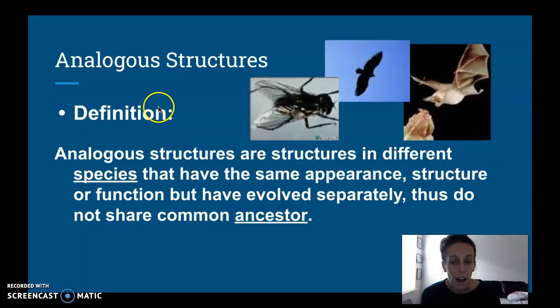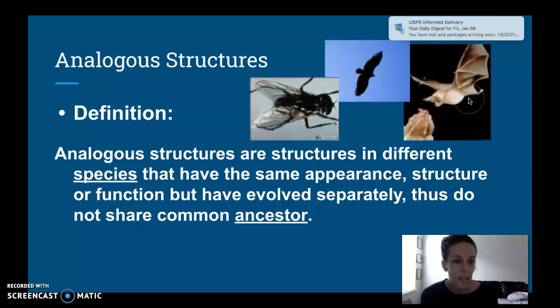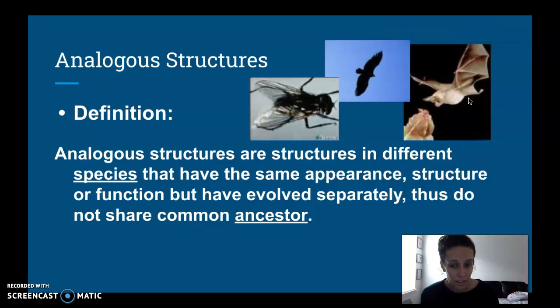Analogous is the opposite. It's the same function, but a different structure. The examples we have are the wings of an insect compared to the wings of a bird, compared to the wings of a bat. All three of those are made up of different structures, but they're all used for the same thing. They are used for flight. So analogous structures are similar function, different structure.